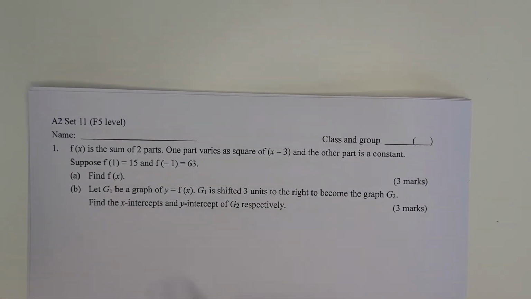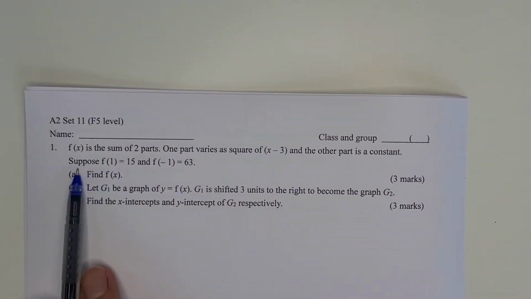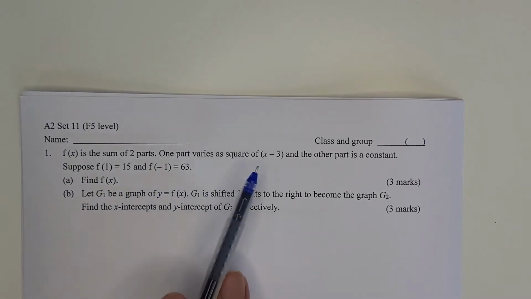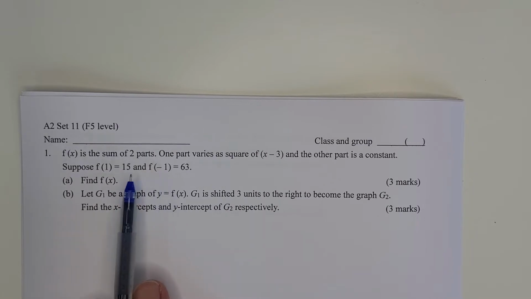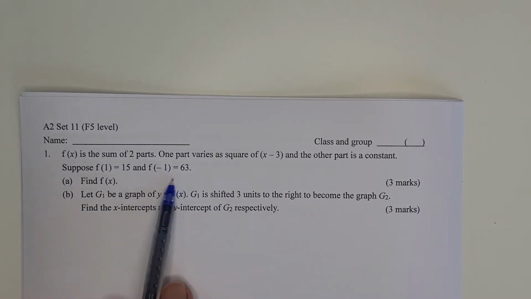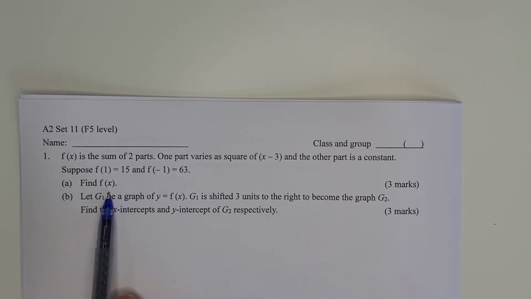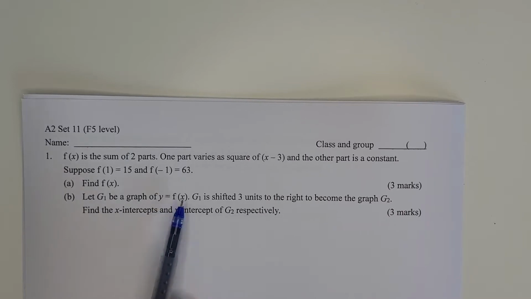Okay, let's look at the solution of this paper. Question 1. f(x) is the sum of two parts. One part varies as square of (x minus 3) and the other part is a constant. And suppose f(1) is 15 and f(-1) is 63. A. Find f(x). B. Let g1 be a graph of y equals f(x).